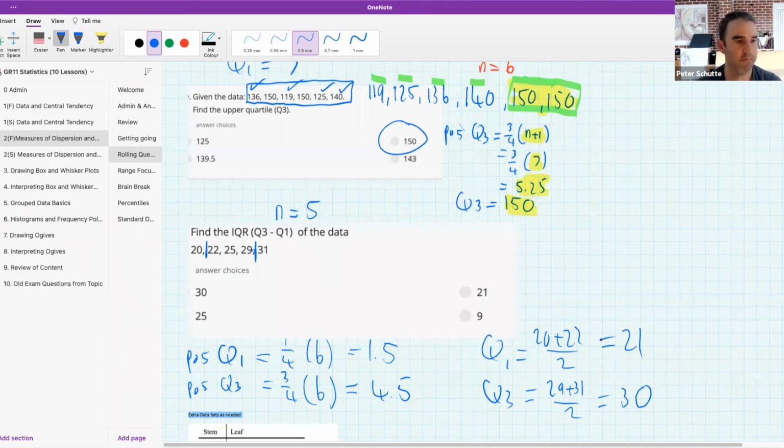So what is my interquartile range going to be? It is going to be 30 minus 21, which is 9.